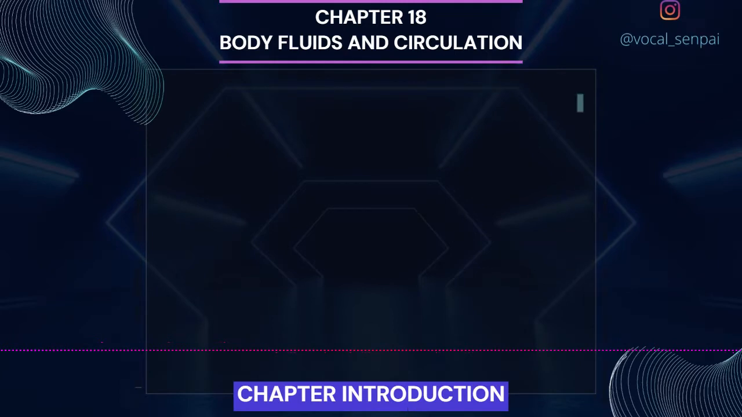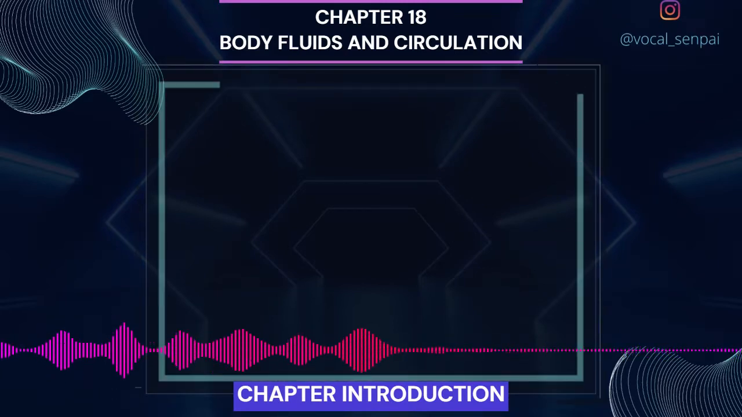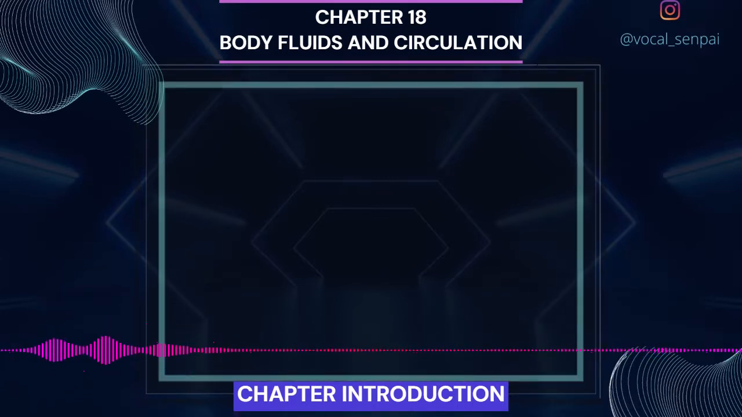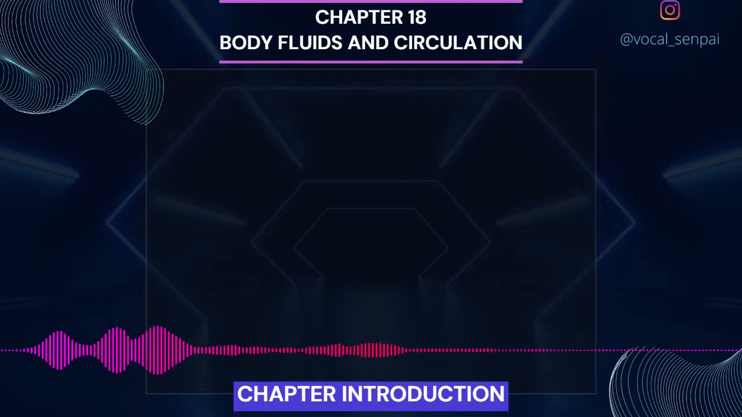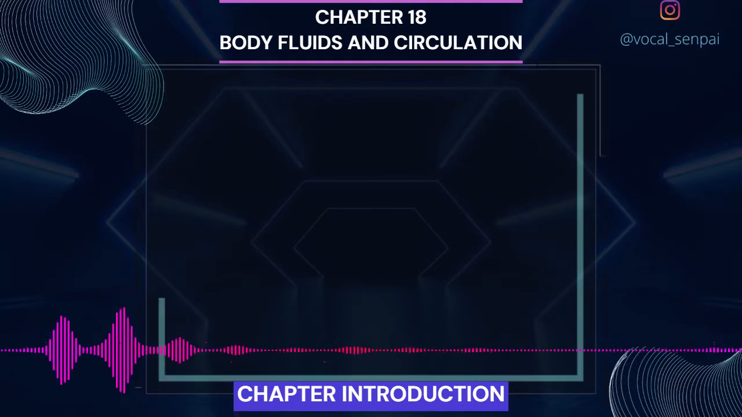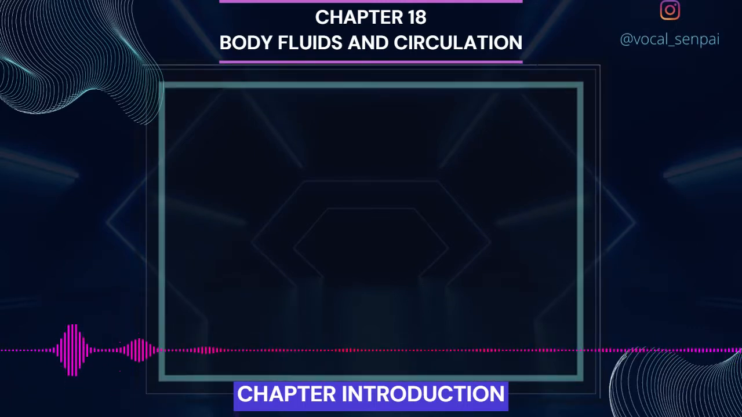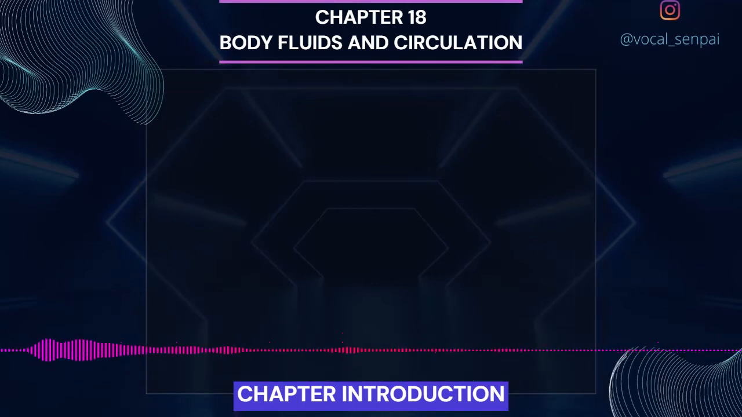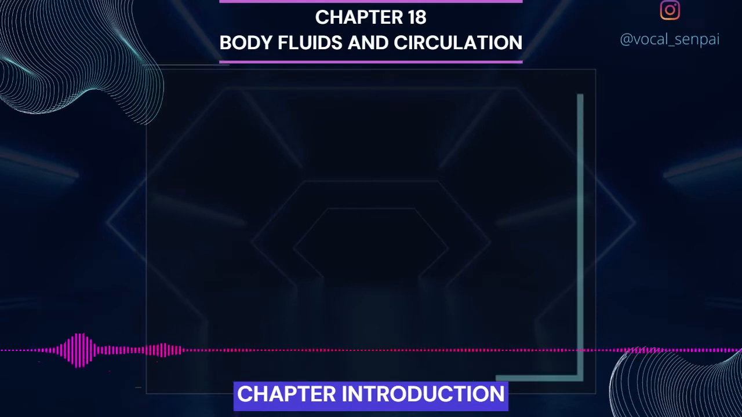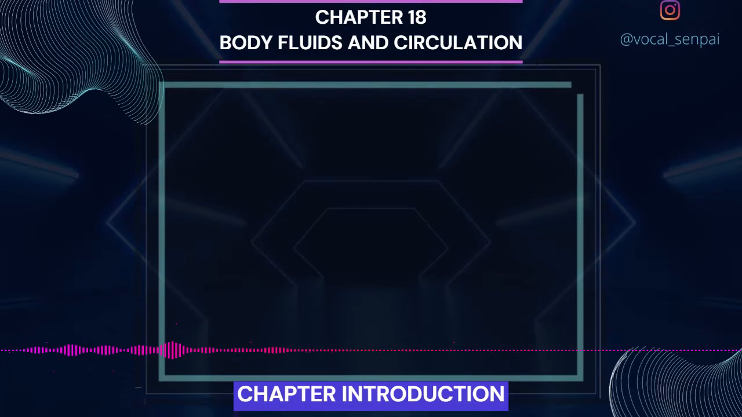Chapter 18. Body fluids and circulation. You have learnt that all living cells have to be provided with nutrients, O2 and other essential substances. Also, the waste or harmful substances produced have to be removed continuously for healthy functioning of tissues. It is therefore essential to have efficient mechanisms for the movement of these substances to the cells and from the cells. Different groups of animals have evolved different methods for this transport.